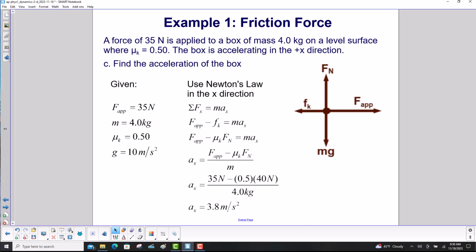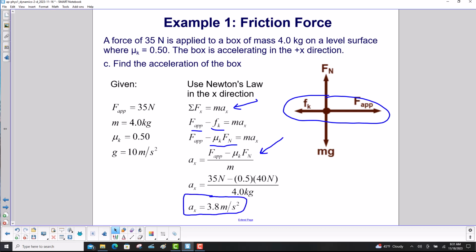Find the acceleration of the box. We're going to use Newton's law in the x direction. Sum of the forces is ma. We have the applied force to the right, friction to the left. We substitute in mu times the normal for friction. Divide both sides by m. Then substitute in our numbers, and we get an acceleration of 3.8 meters per second squared.